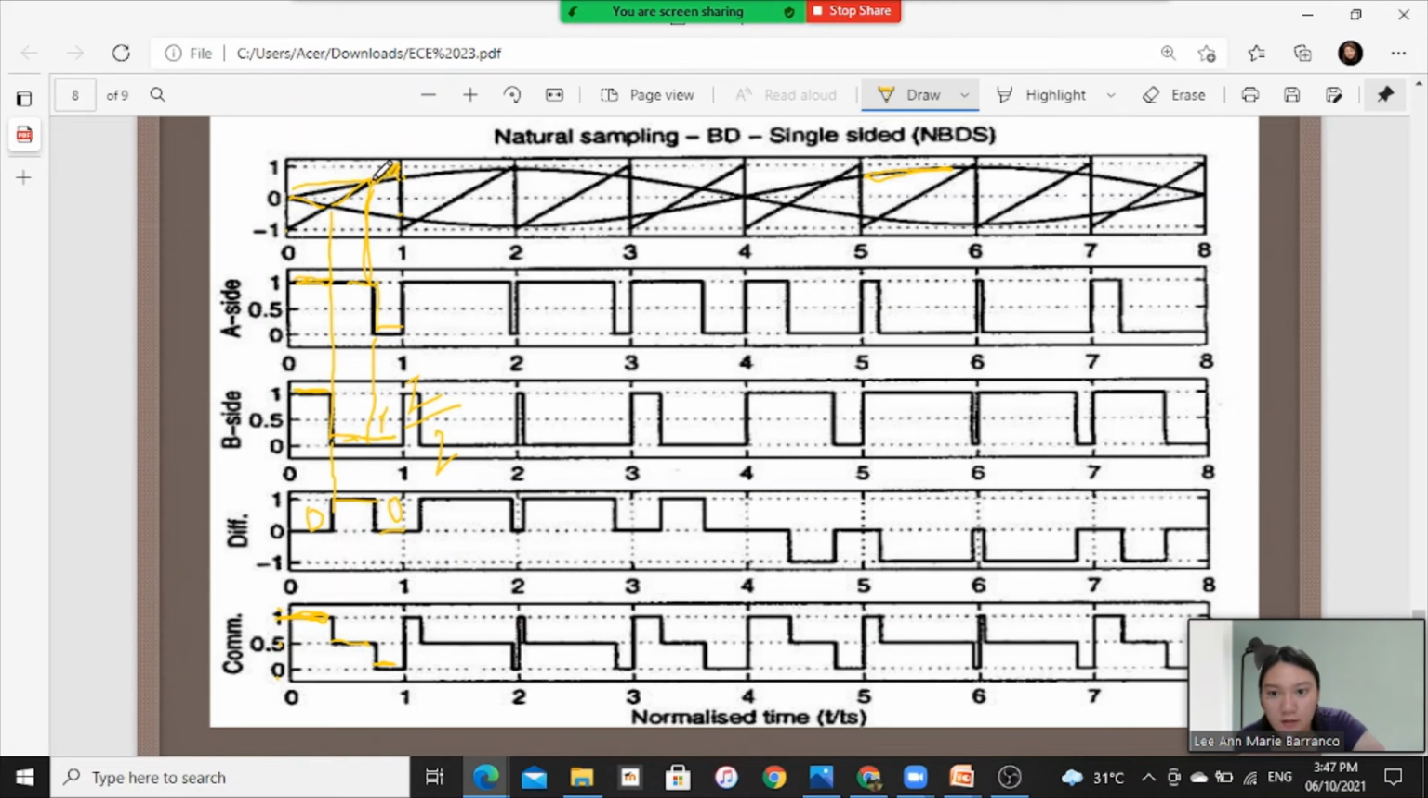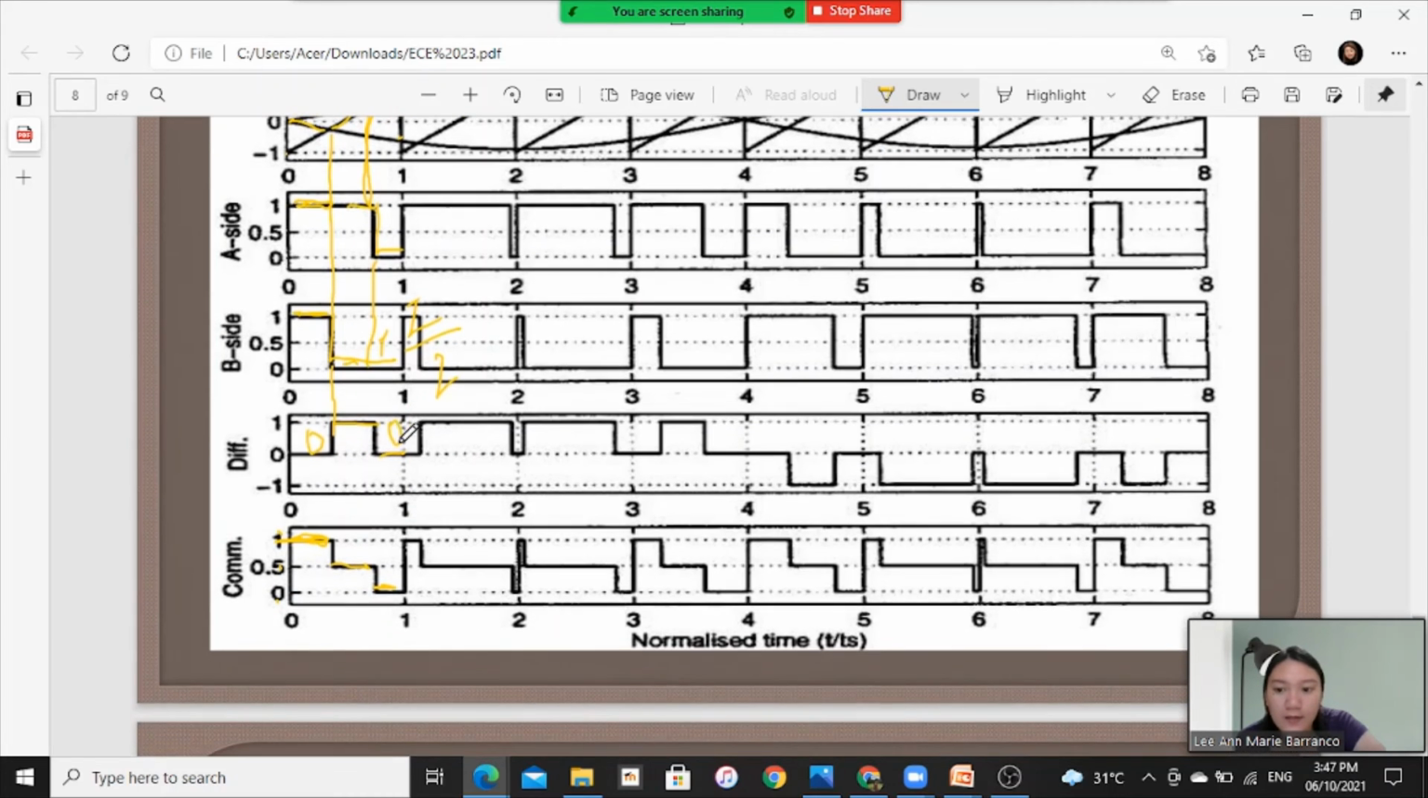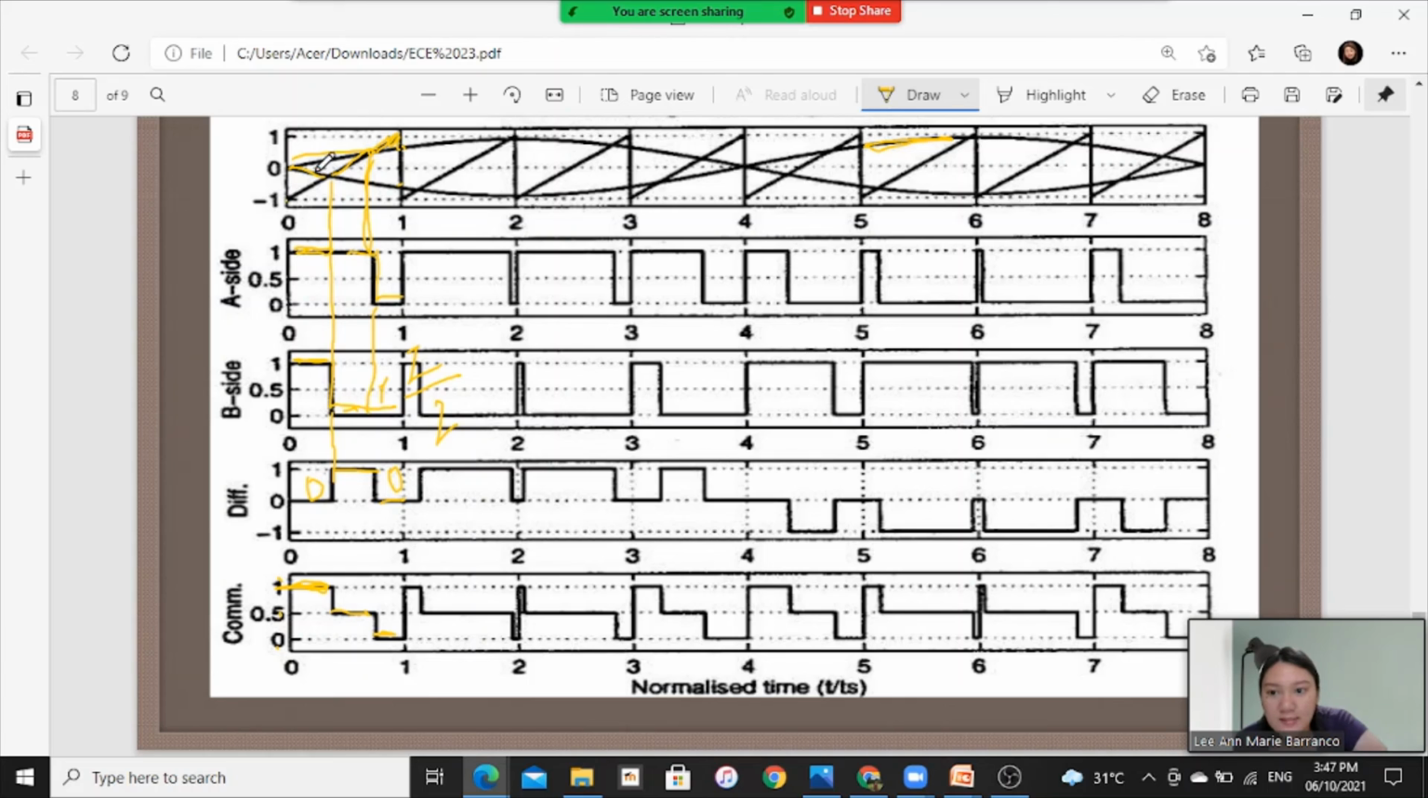Again, from here to here, it's going to be positive 1. And from this point to this point is negative 1 in side A. From this point to this point is positive 1 of side B, and at this point and this point is negative 1 of side B. We subtract the values and get the average to have the values in differential mode. For the common mode, we add the values and divide by 2, or get the average, to have the value in common mode.